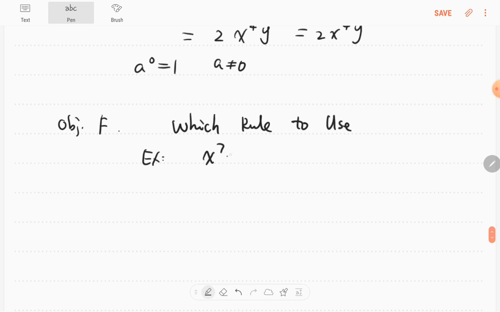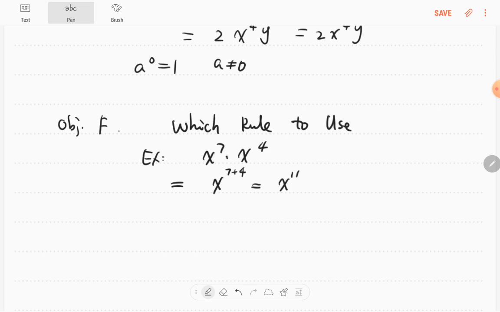Okay, so for example, if we have this one, obviously it's a multiplication, right? And we realize they have the same base. So we should keep the same base. Remember, if we keep the same base, we just find the sum of two exponents. So this is called the multiplication rule or the product rule. This is called the product rule.